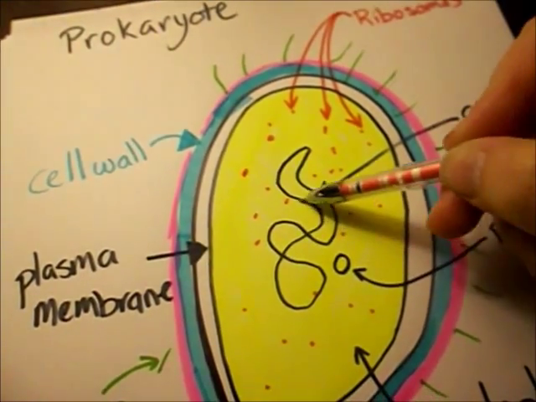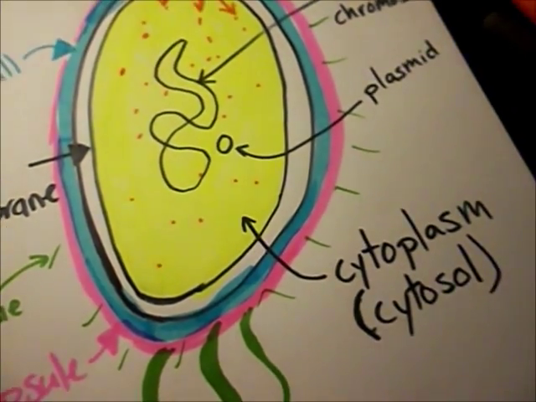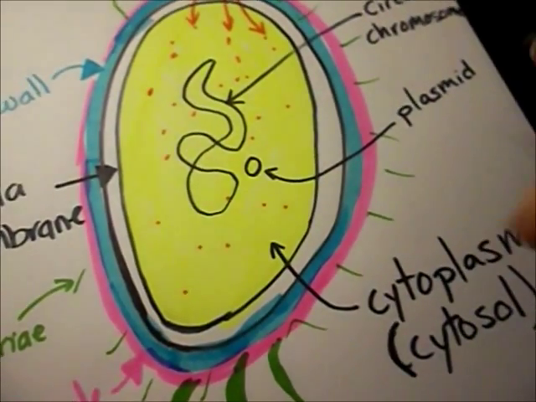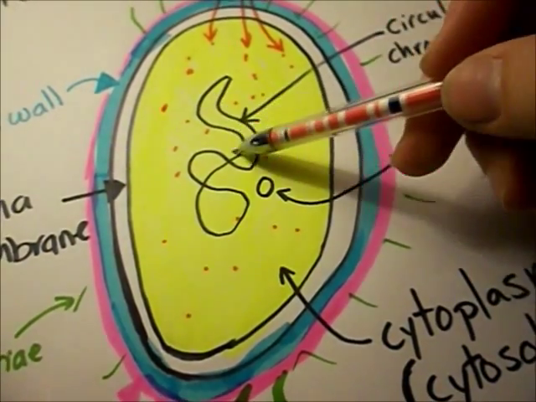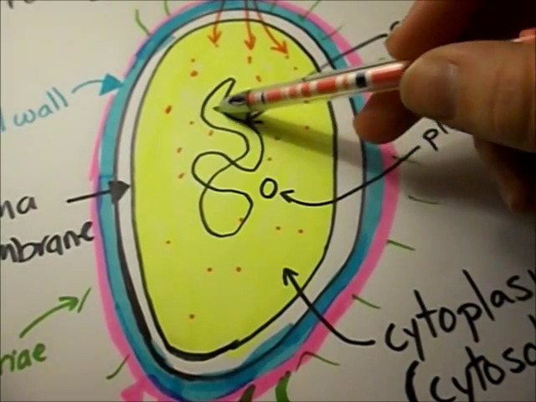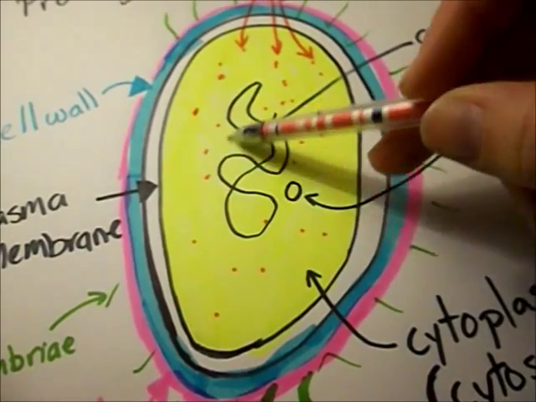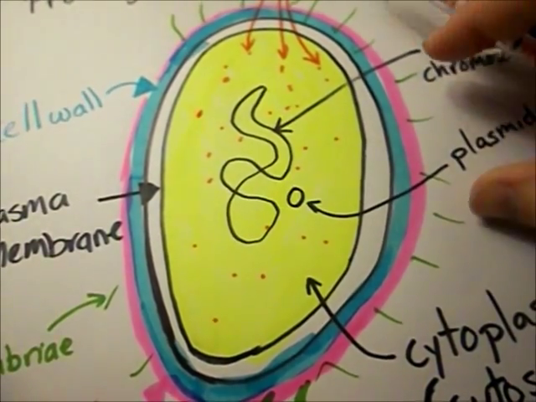Cytoplasm can also be called cytosol. So those are your two options. It's shown in highlighter yellow in this diagram. So this circular chromosome floats around right inside the cell. The area where it's floating around we call the nucleoid region.